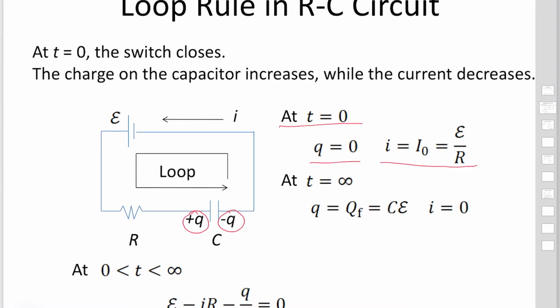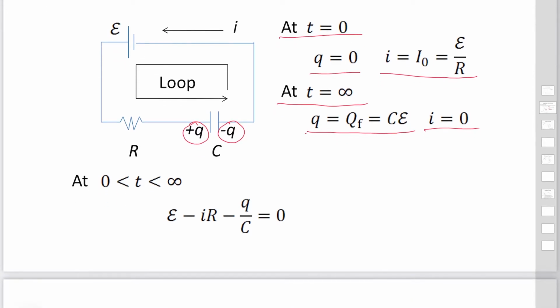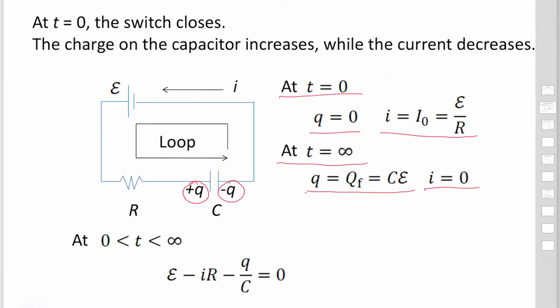At t equals infinity, the current is going to be 0. Enough charge is stored in the capacitor. The final charge Q sub F equals C times the voltage epsilon. Between t equals 0 and infinity, we apply Kirchhoff's rules. So for the loop, it is epsilon minus IR minus Q over C, the voltage difference between the two plates of the capacitor. We are going to solve this equation.